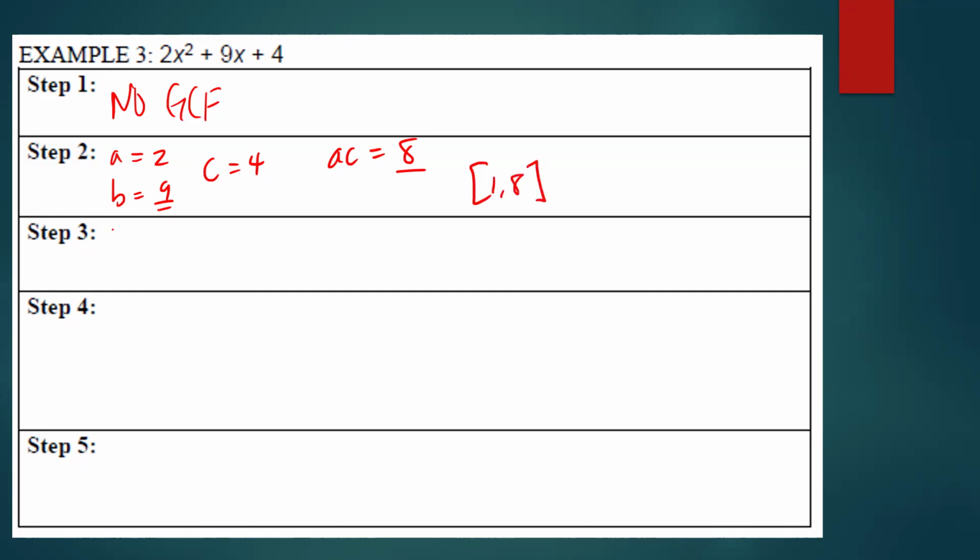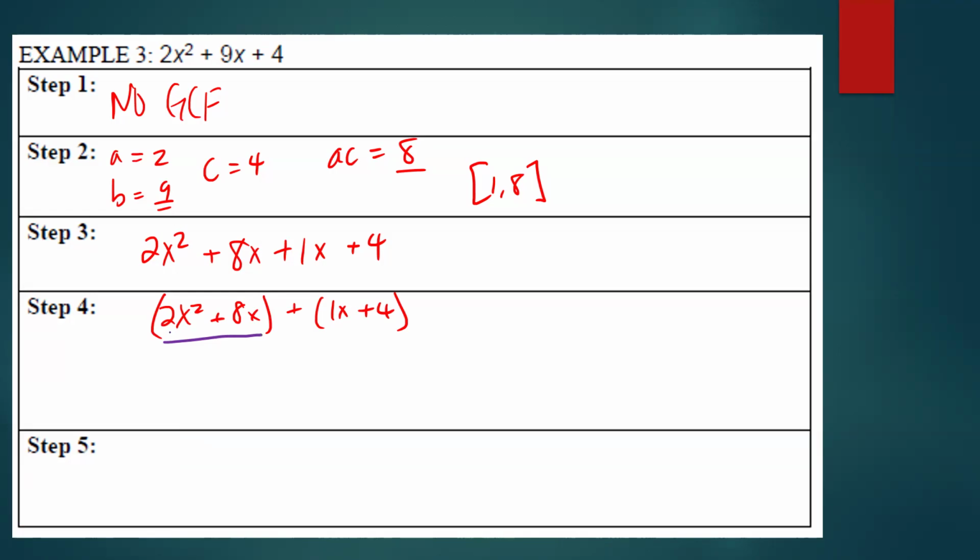Okay, step 3 is to replace it into the original problem. So we have 2x squared plus 8x plus 1x plus 4. It doesn't matter the order that you write the 8 and the 1. The order of that does not matter, just like in the box, the order didn't matter, right? So now you're going to factor by grouping. So we have 2x squared plus 8x grouped together plus 1x plus 4 grouped together.